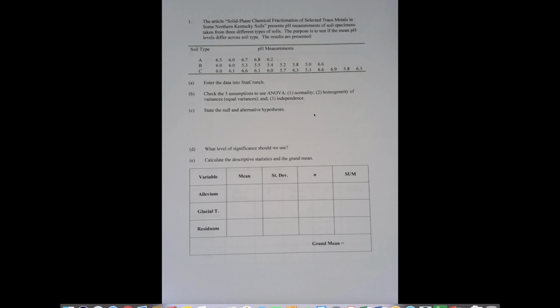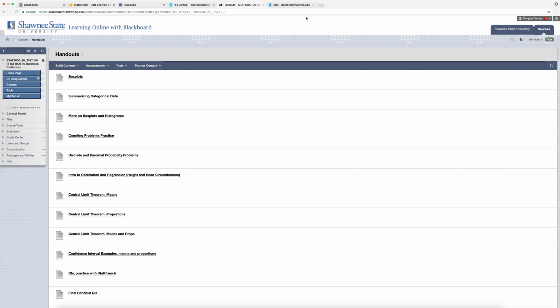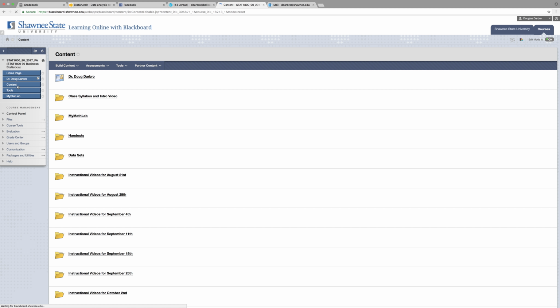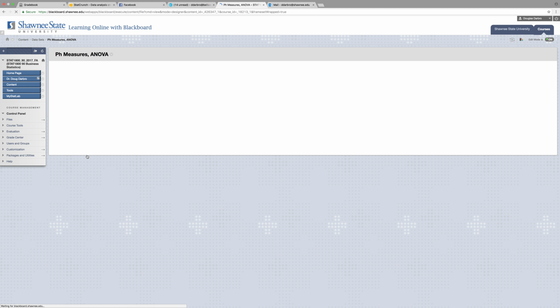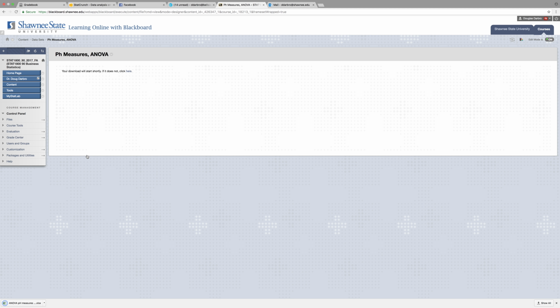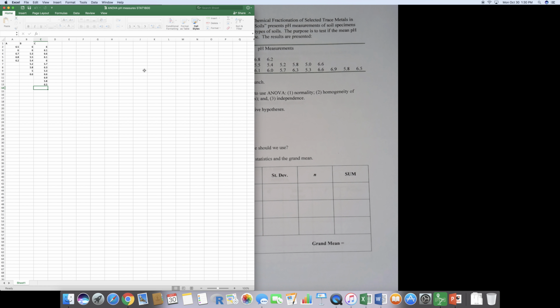Now, going back over, you can see that we have a problem that deals with pH measures. To keep us from typing these into StatCrunch, what I've done, I think you'll thank me for this, go to Content, go to Data Sets, and you'll see pH Measures ANOVA. So I'm going to click that. It'll download to my computer, and I can open it up.